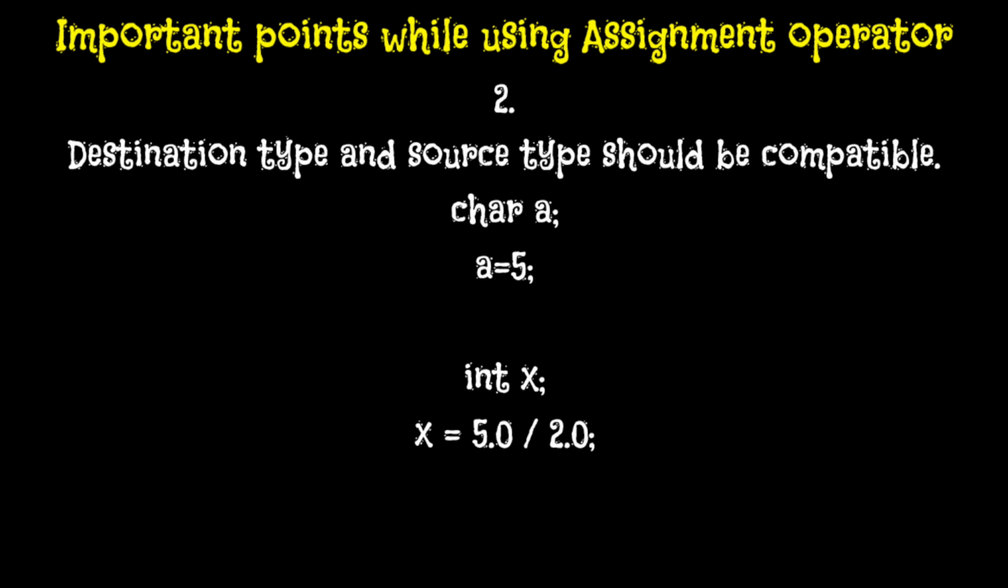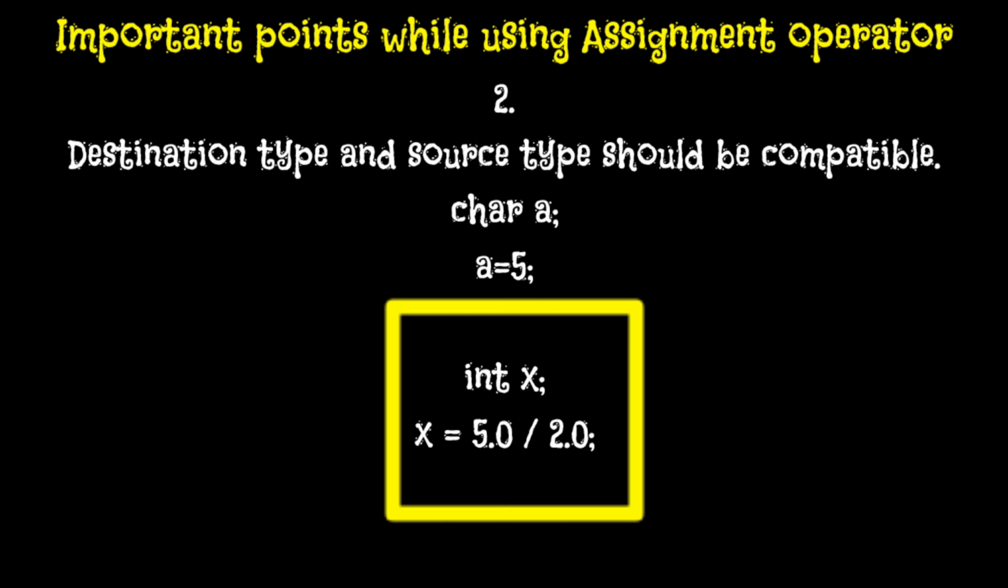Next we have the second point, that is the destination type and the source type should be compatible. So it means the data type should be compatible with the destination type. For example, we have a character variable a and I am assigning a = 5. 5 is an integer value but a's data type is character. So this is a wrong statement.